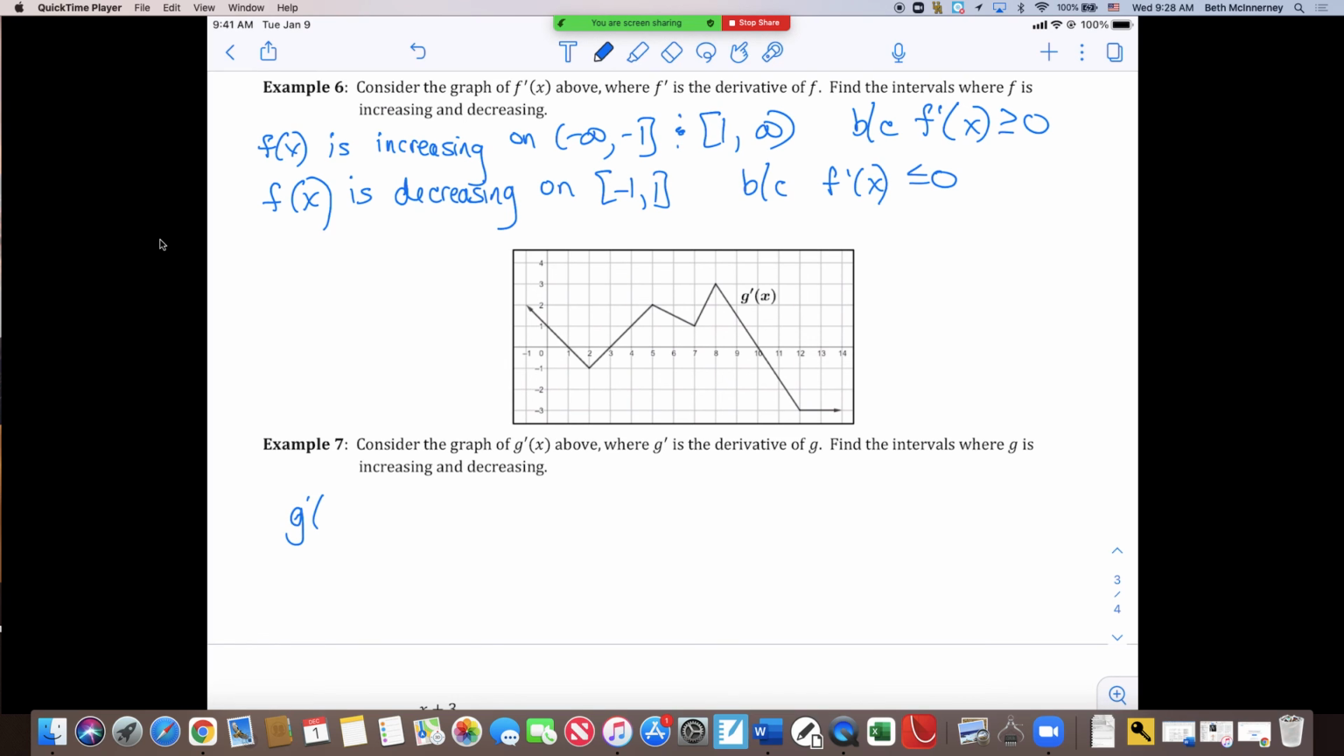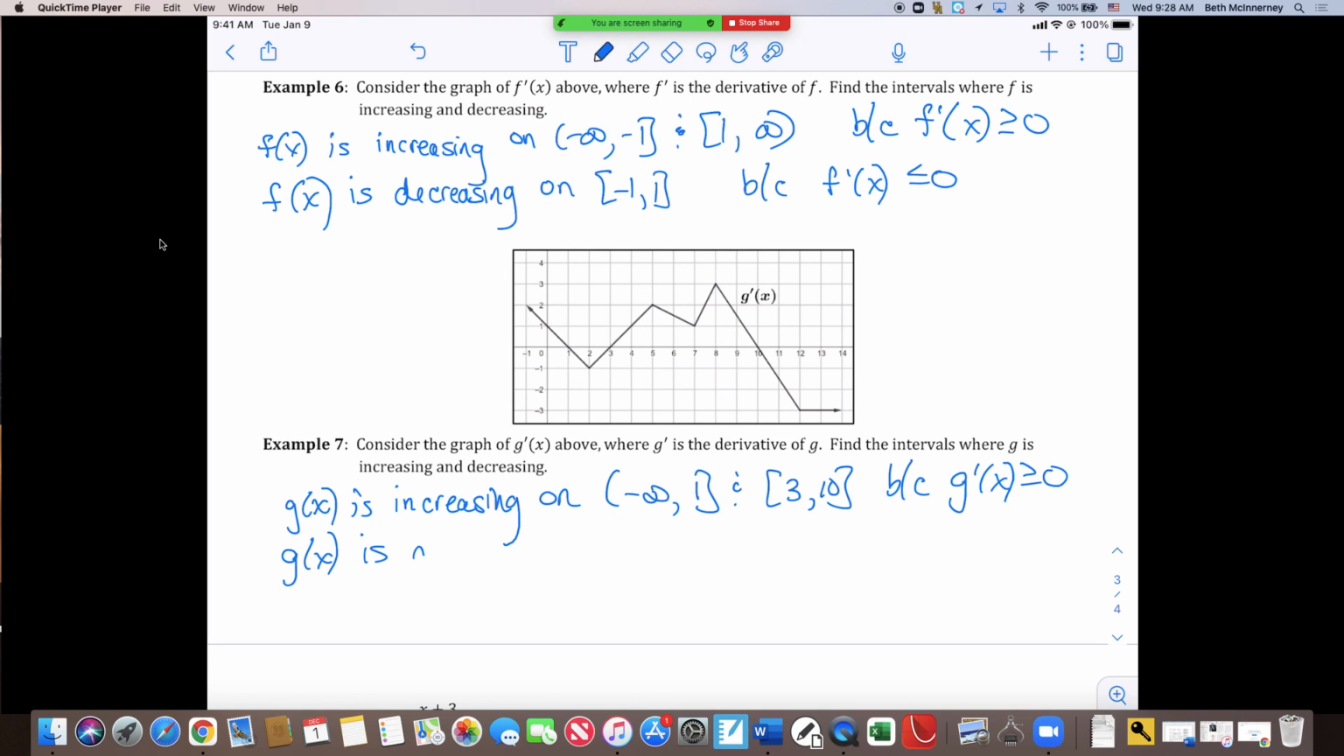All right, then in example 7, this is again g prime of x. So g is increasing on the interval negative infinity to 1 and 3 to 10 because g prime of x is greater than or equal to 0. G of x is decreasing on the interval 1 to 3 and 10 to infinity because g prime of x is less than or equal to 0.